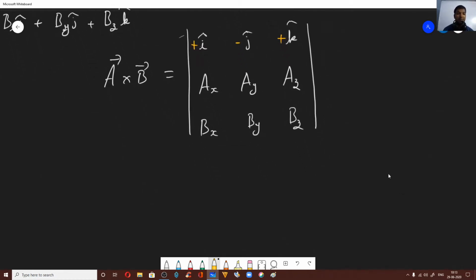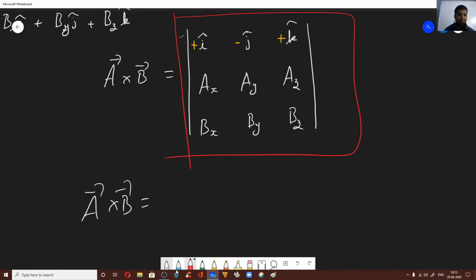Next, A cross B. Now I'll tell you how to evaluate this determinant, so I'm going to write it now. First consider i cap, so write i cap. Then leave the row and column containing i cap; we will strike out this row and this column.